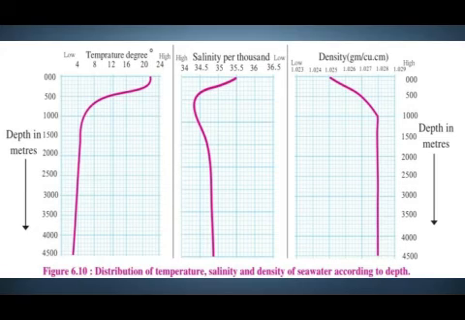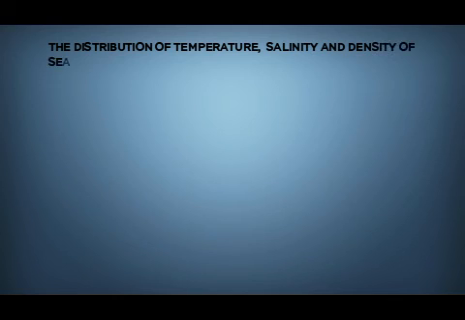The ocean currents are generated because of difference in the properties of seawater. They act as temperature controllers at the global level. The distribution of temperature gets controlled due to the ocean currents. Thus, the climate of the earth gets affected by ocean currents. So students, I hope you have understood the distribution of temperature, salinity and density of seawater according to depth.